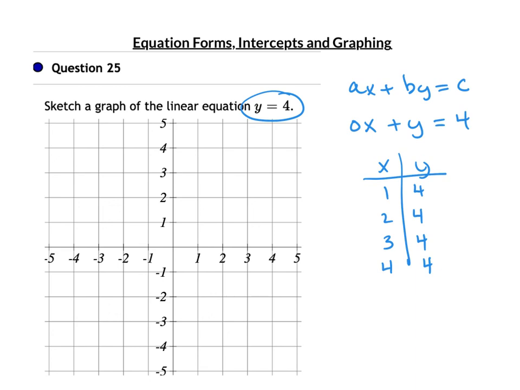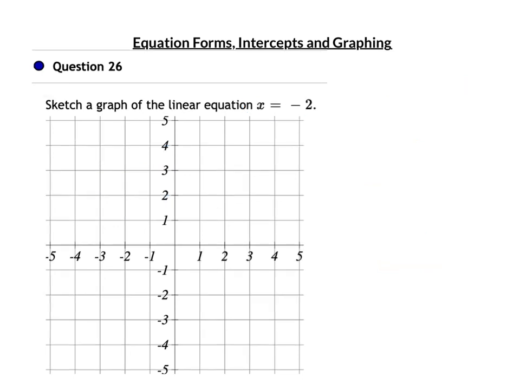X is 1, y is 4. X is 2, y is 4. X is 3, y is 4. X is 4, y is 4. In other words, y is always 4. Everywhere on this line, y is 4. If I grab a point way over here, that is negative 4, 4. Y is 4. If I grab one right here, that is negative 2, 4. And again, y is still 4.